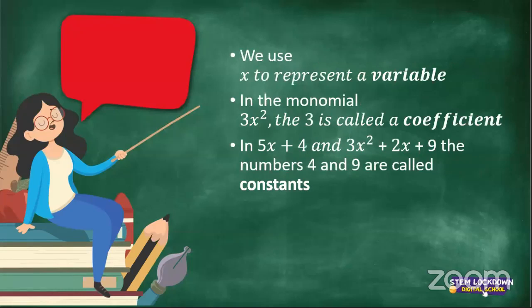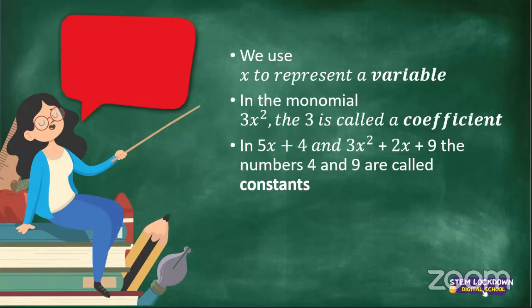And what we say is that we use x to represent a variable. In the monomial 3x squared, the 3 is also known as a coefficient. That is just a number next to the variable. We call it a coefficient.